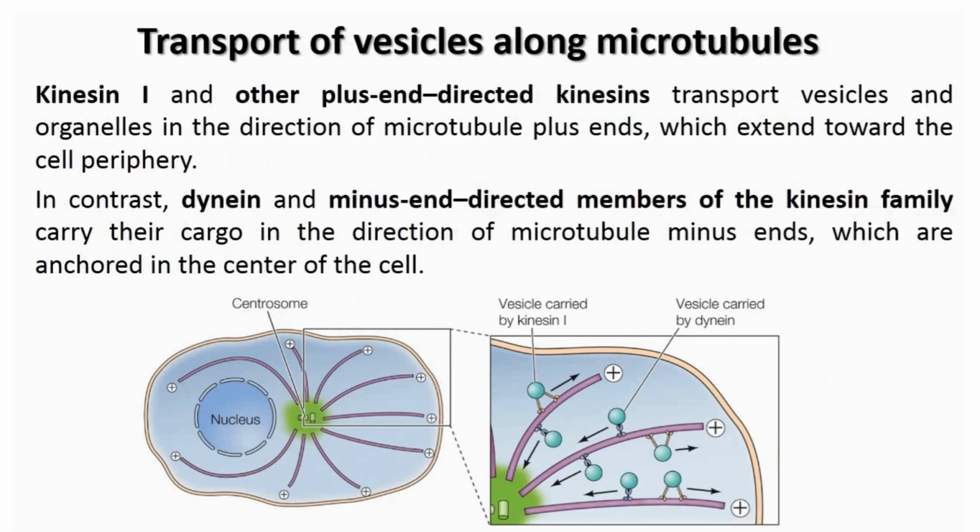Transport of vesicles along microtubules. Kinesin 1 and other plus end directed kinesins transport vesicles and organelles in the direction of microtubule plus ends, which extend towards the cell periphery. In contrast, dynein and minus end directed members of the kinesin family carry their cargo in the direction of the microtubule minus ends, which are anchored in the center of the cell.